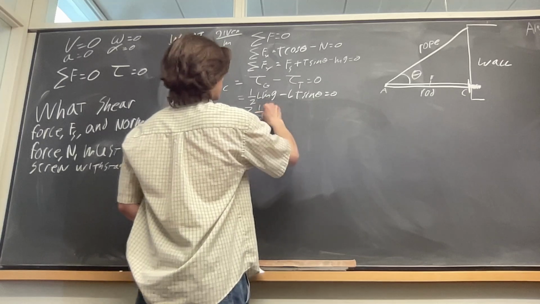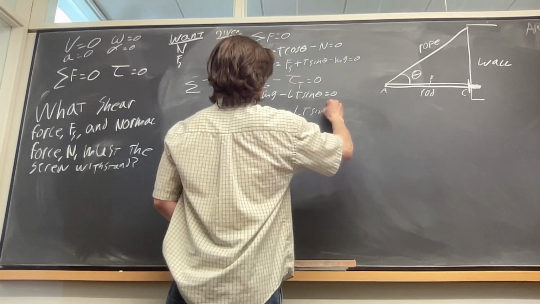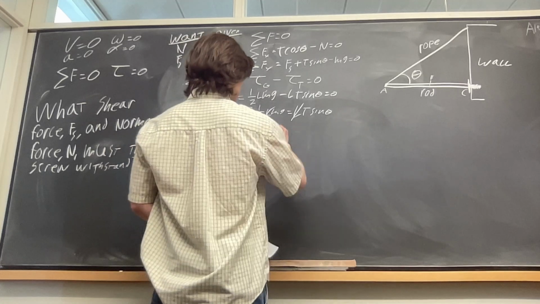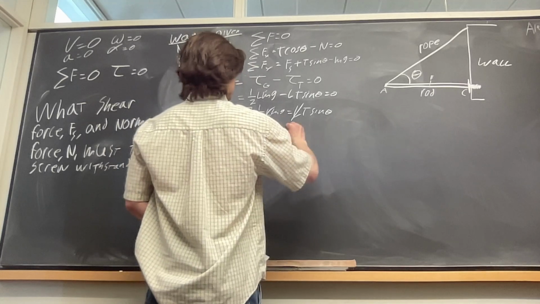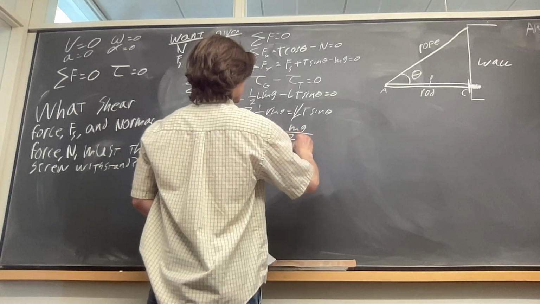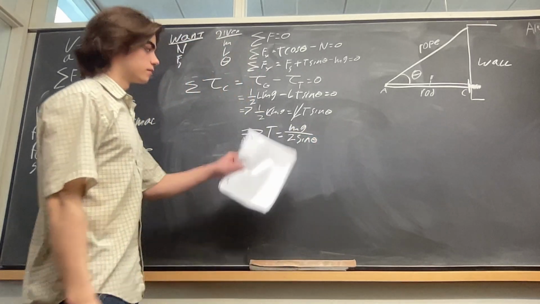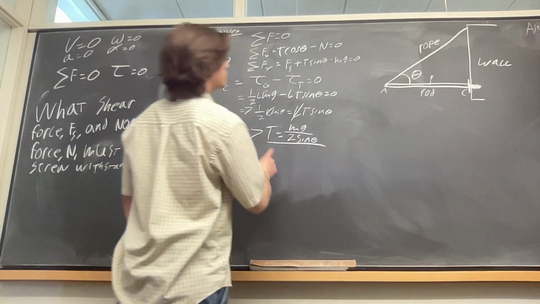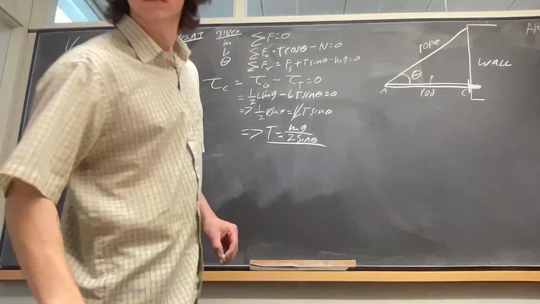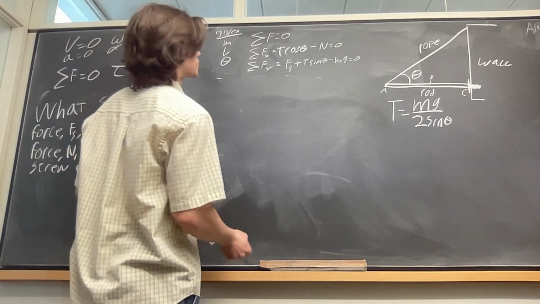So we can rearrange this to set these equal to each other. That'd be 1/2 LMG equals LT sine theta. Cancel our L's, and if we rearrange for tension, it comes out to tension equals mg divided by 2 sine theta. All right, so that's our tension, and now we can use that tension to solve for normal force and for our shear force.